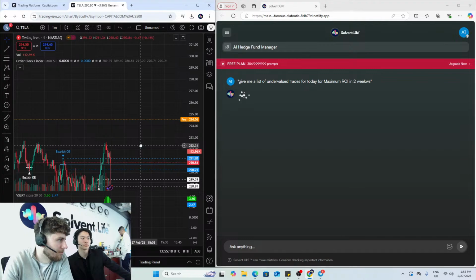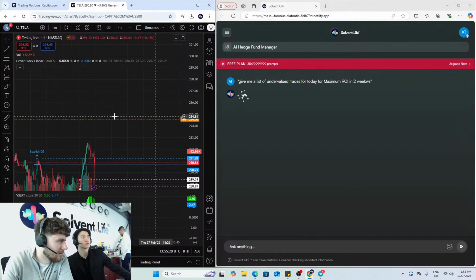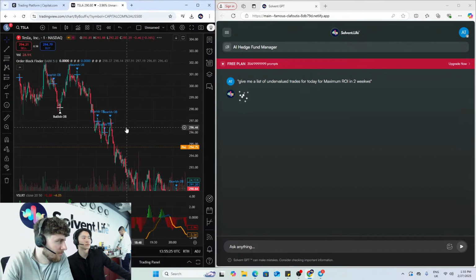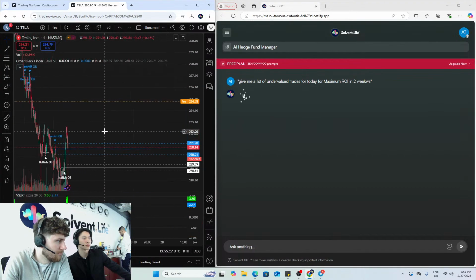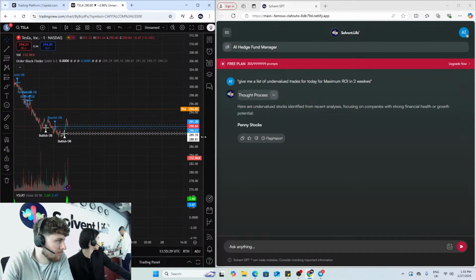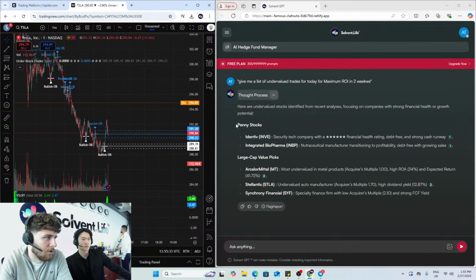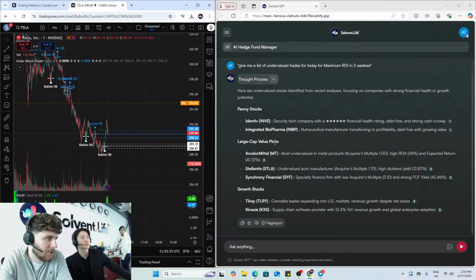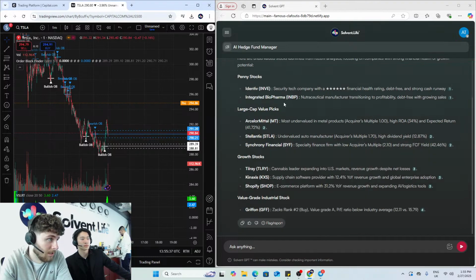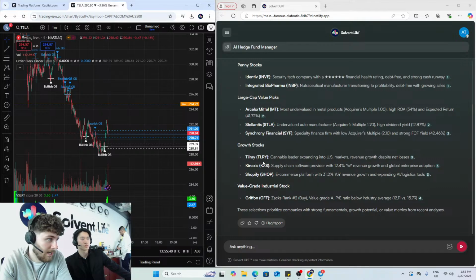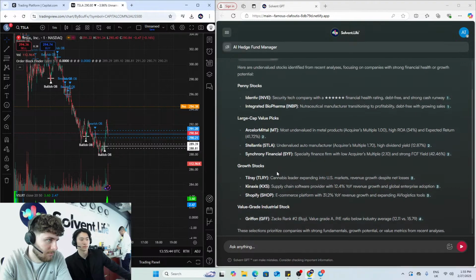A pre-market open for Tesla. That's very interesting. It's all the way at 294. Fantastic. So we have a list of 2 penny stocks, 2 large cap, 3 large cap value picks, 3 growth stocks, and then a value grade industrial stock. Fantastic.